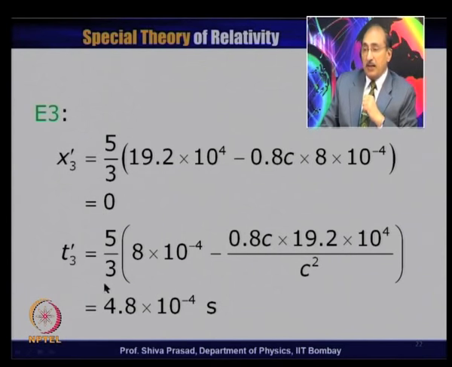Let us look at the time t3 prime. t3 prime is equal to gamma, 5 by 3, times t, which is 8 into 10 to the power minus 4 second, minus v, which is 0.8 c, the relative velocity between the frames, times 19.2 into 10 to the power 4 meters divided by c square. That is gamma times t minus vx divided by c square. If you calculate this number, it turns out to be 4.8 into 10 to the power minus 4 seconds.